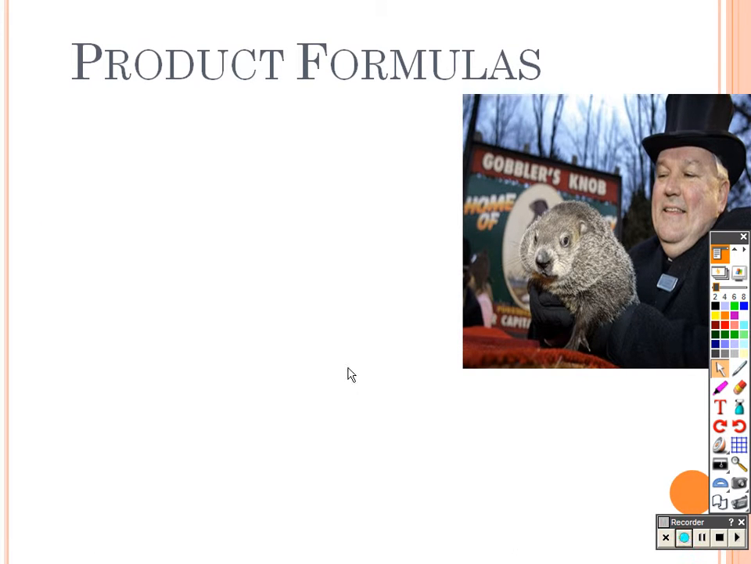Okay, product formulas. Continuing, I suppose. Let's see what we have. X plus y cubed. You can FOIL this if you would like. However, it's a little more challenging to sit there and FOIL everything out, but you can still get the right answer. Otherwise, you could try to remember this formula.